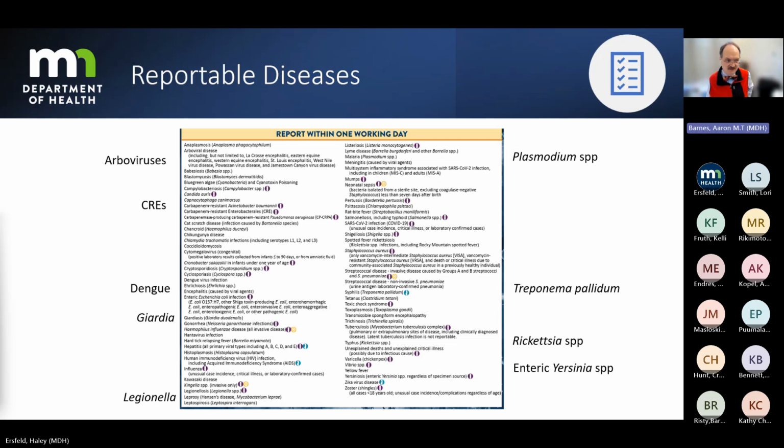So yeah, this is the reportable disease rule for one working day. So it's arboviruses and CREs, Legionella, malaria, stuff like that. And a bunch of stuff that's sort of select agent adjacent, but not actually select agents. So some of the Yersinias that aren't pestis, for example, fall on here. But a bunch of organisms that we'd like to know about because they have something that could be of concern for the larger population. Next slide, please.